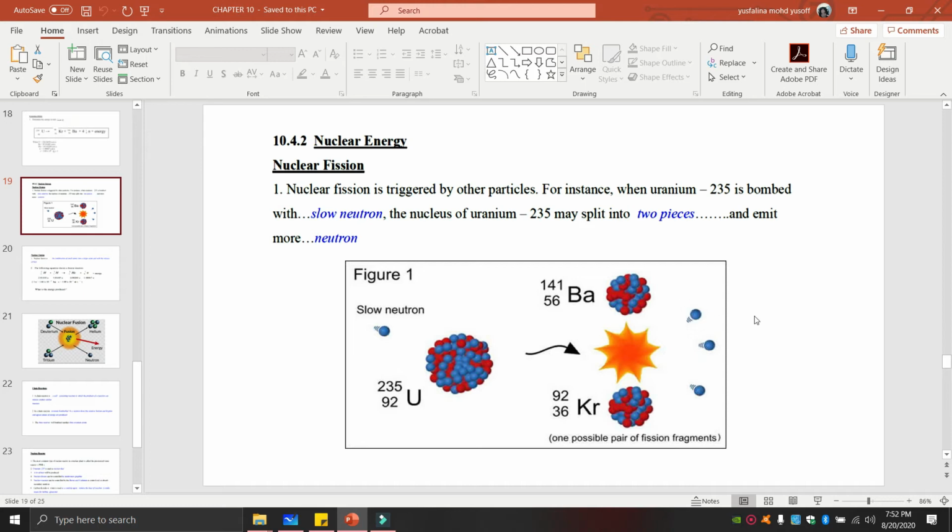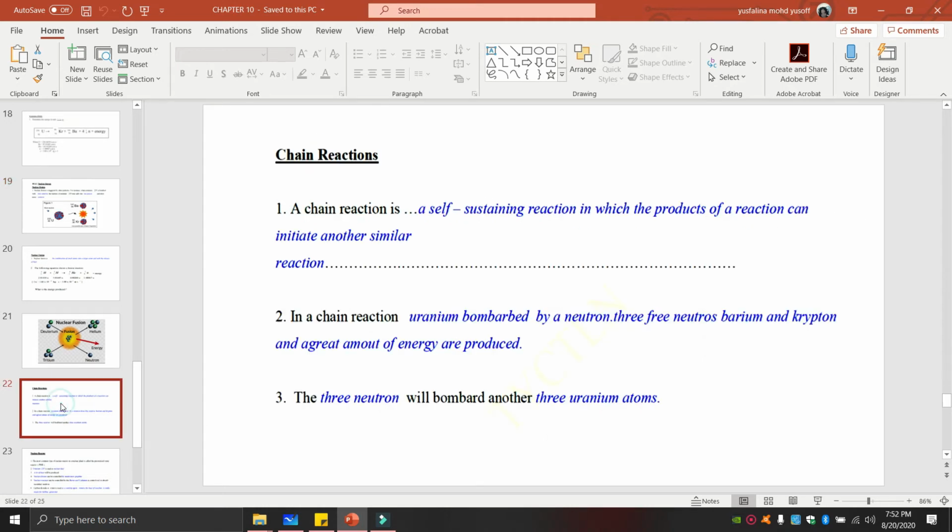So this neutron will collide with another uranium, and then produce another neutron. Then the neutron will continue to collide with another uranium. So this is non-stop, it will continue continuously. The neutron will still collide with another uranium, continuously. So this is called a chain reaction, right? So this is the example.